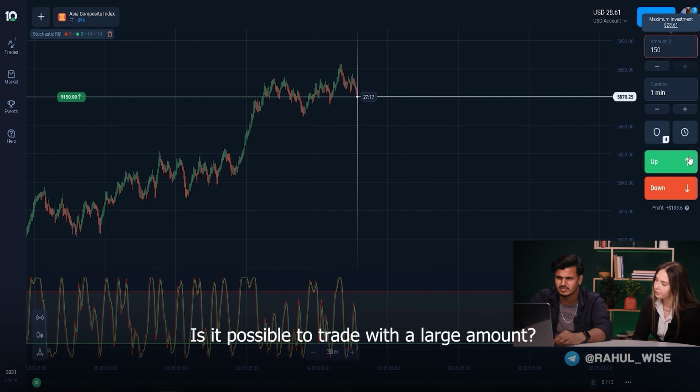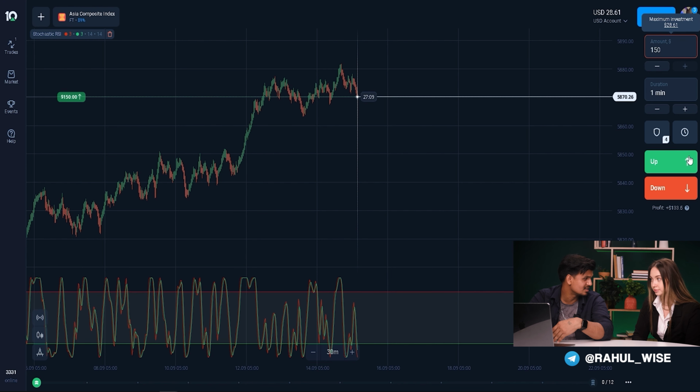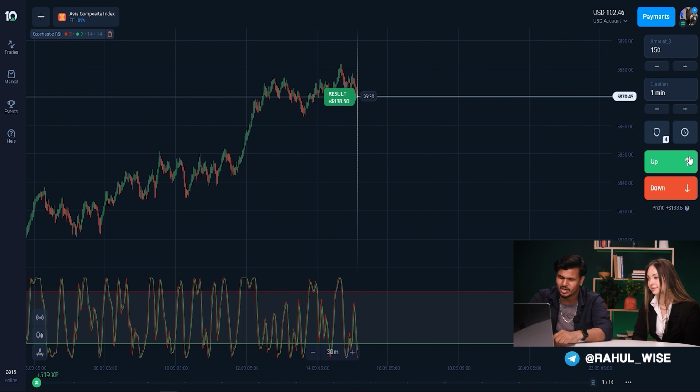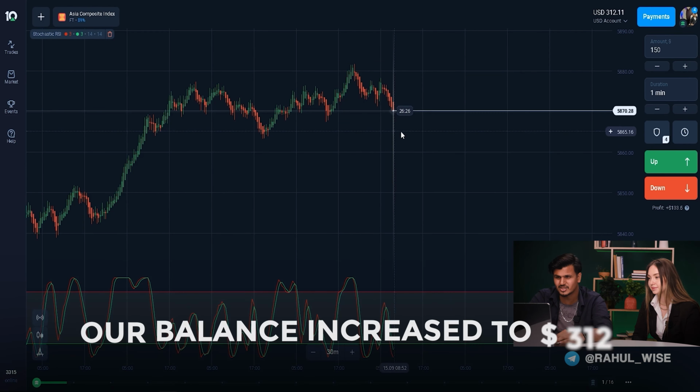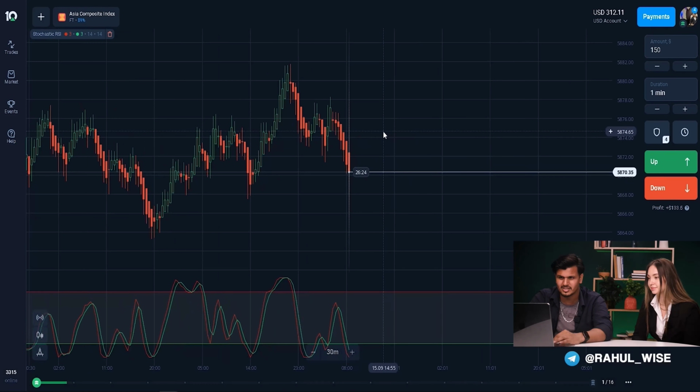Great, but is it possible to trade with a large amount? If you are inexperienced, then it is not worth it. If under my guidance, then yes, I will take all the risk. So another transaction is in the piggy bank, successfully completed. Our balance increased to $312, and this is a good result.